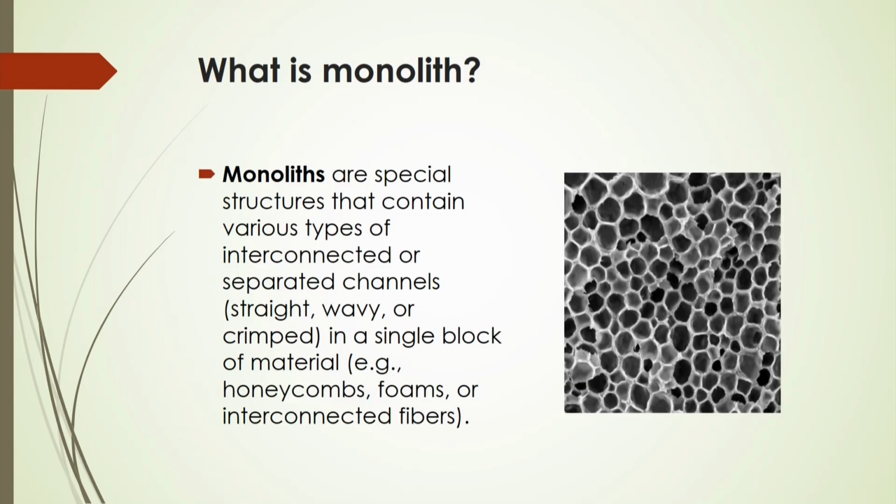Now, the question is what a monolith is and how it can be defined. Monoliths are a special structure that contains various types of interconnected or separated channels, maybe straight channels, wavy channels or crimped channels, in a single block of material. Examples are honeycombs, foams or interconnected fibers. These are the different structures of monoliths. The channels may be straight, wavy or of other types also.